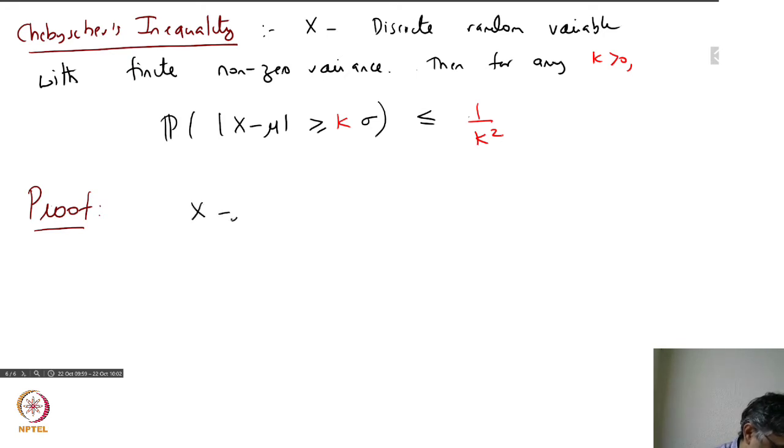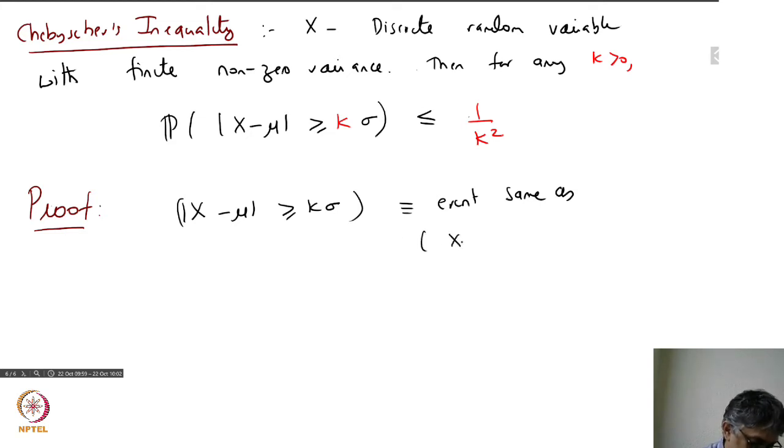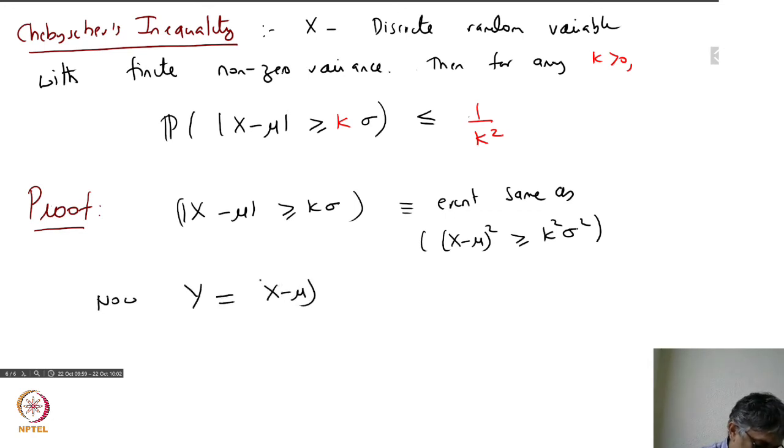The event is that |X minus mu| is bigger than k times sigma, right? This is the event you have. This event is the same as another event, where I make it non-negative and easier. So I'll think of it as the event (X minus mu) squared is bigger than k squared sigma squared. So it's the same event if I square both sides. Now if I take the random variable Y, which is (X minus mu) squared, that's a non-negative random variable.